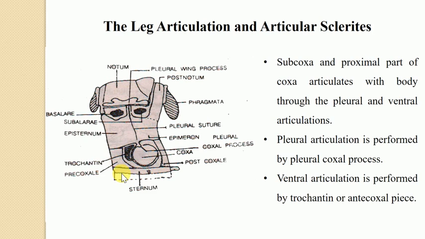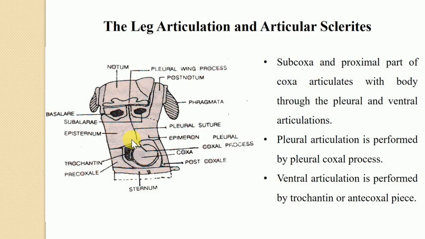Then the next one is the antecoxal piece. Whenever the antecoxal piece is present, it can be seen in between the trochantin and episternum. So this is the episternum and this one is the trochantin. Whenever the antecoxal piece is present, it lies in between these two structures, means the position of the antecoxal piece is here. Follow the pointer. And it articulates directly with the coxa by performing a ventral articulation. Now sometimes a second antecoxal piece may be present along with the first one.